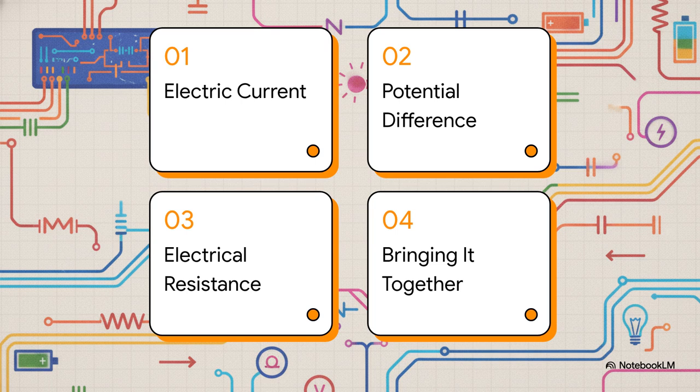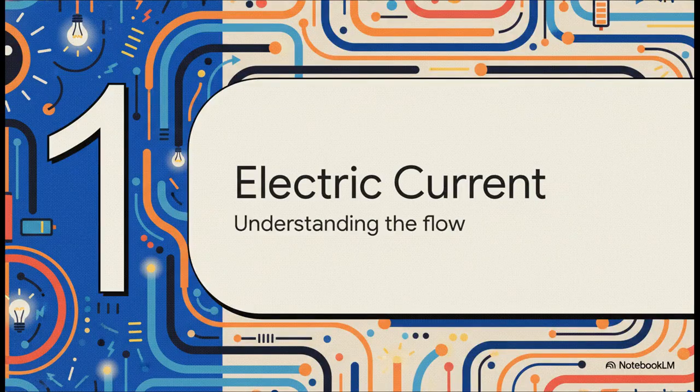First, the flow, electric current. Second, the push, potential difference. Third, the pushback, electrical resistance. And finally, bringing it all together. All right, let's jump right into section 1, the flow, electric current, understanding exactly what moves through the wires.